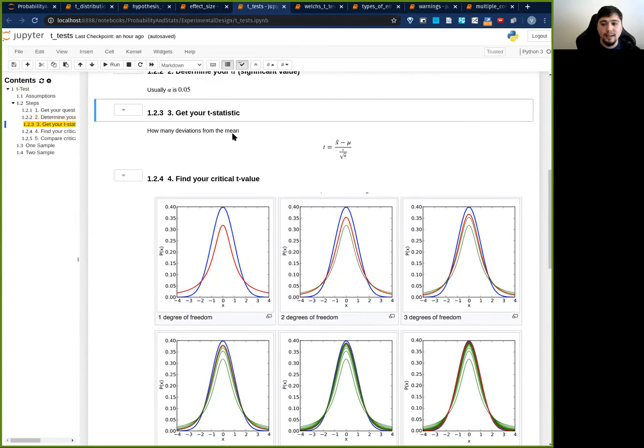Get your t-statistic. In this case, this is the actual equation for the t-statistic. Note that instead of standard deviation, it's a lowercase s. It's very small. But x bar, the sample mean, minus mu, the population mean, and then you divide by this s, which is basically a modified standard deviation, divided by the square root of n. Square root of n is the square root of the number of subjects in your sample.